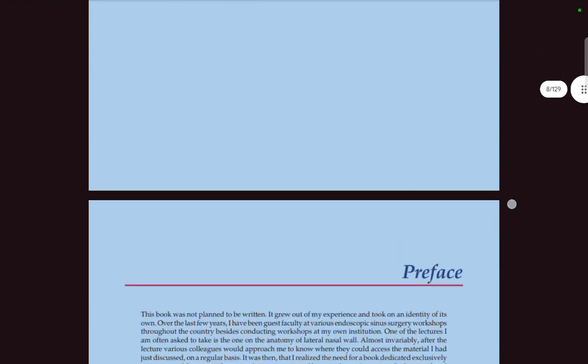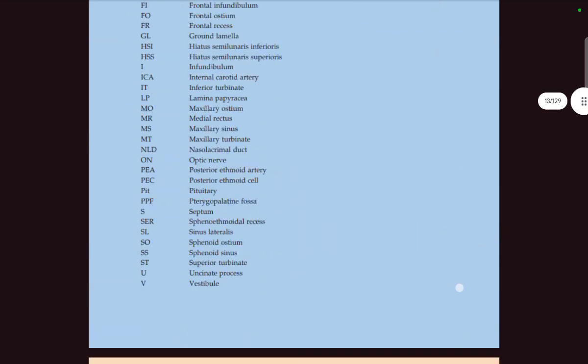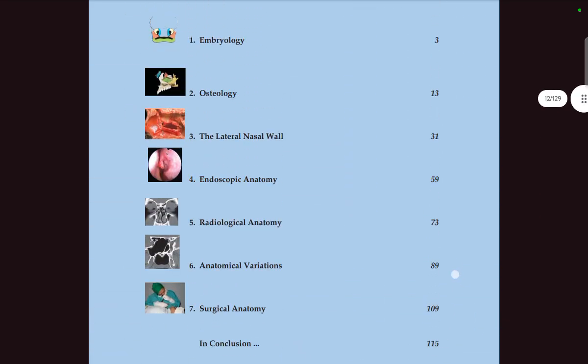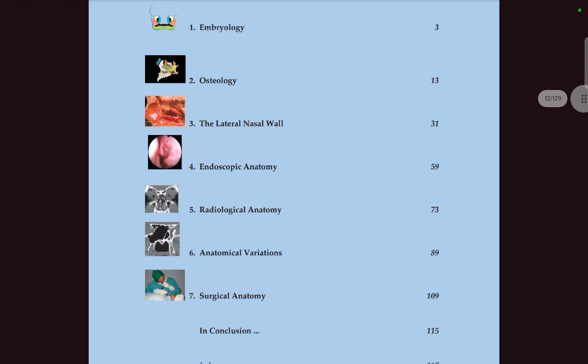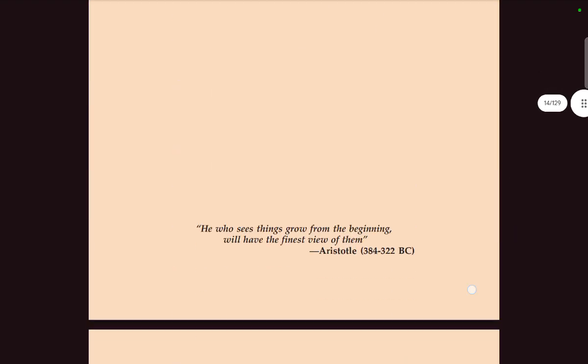So today we are going to learn about the contents, that is embryology, osteology, the lateral wall of nose, endoscopic anatomy, radiological anatomy, anatomical variations and surgical anatomy. So first let's start with embryology.